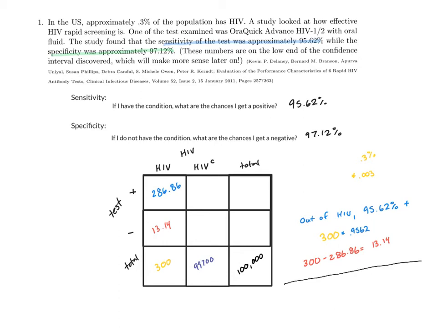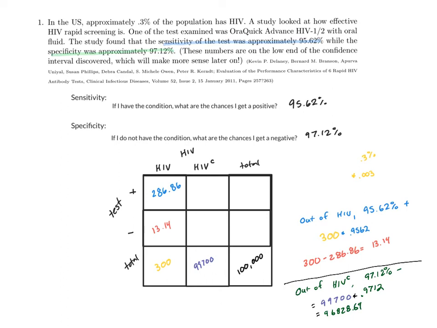So now I've got the HIV column filled in. It's time to look at the complement of that. And to do that, we need to look at our specificity. Specificity tells me out of the people who do not have HIV, that's HIV complement, 97.12% will actually get a negative. So I know from my problem that there are 99,700 people in my made-up sample who don't have HIV. So I need to go ahead and find 97.12% of that, or 0.9712. I'll do that by multiplying those two numbers together. And what I get out is 96,828.64. Once again, keeping the accuracy because I got to make up my sample size.